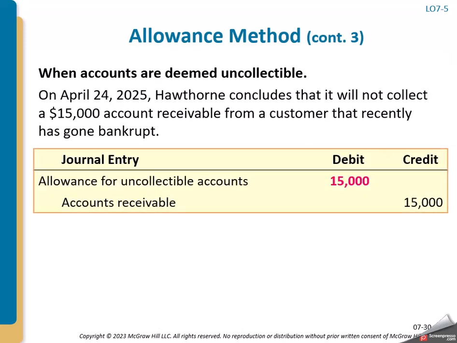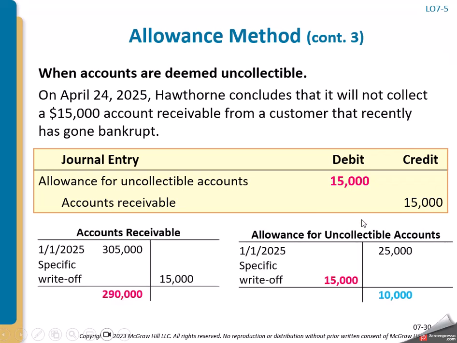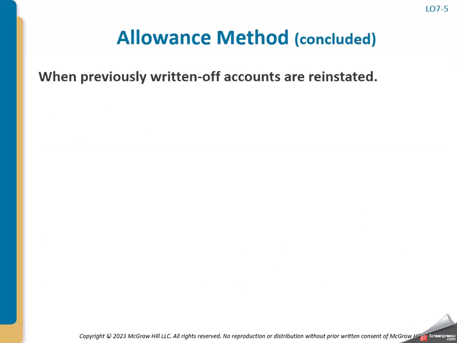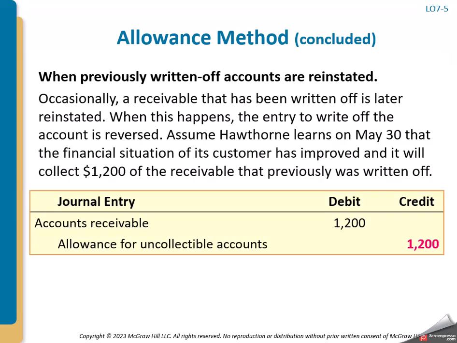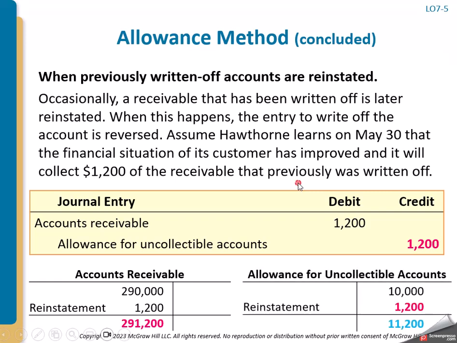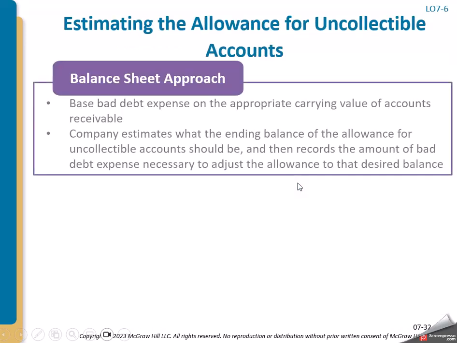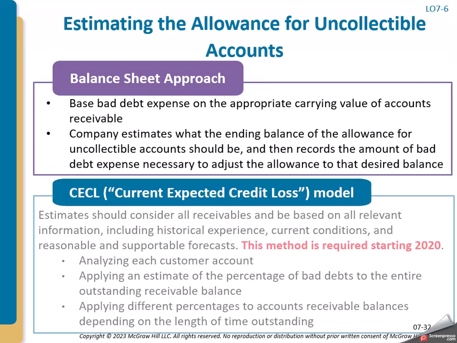Then when we determine that this customer has declared bankruptcy and is not going to pay us, we will debit the allowance for uncollectible accounts and credit their receivable, and that will take it off the books. Then if by some chance those people paid us, we would have to put it back into their accounts receivable and back into the allowance so we could use it for another customer. And then we would receive the cash payment the same way as we always do.